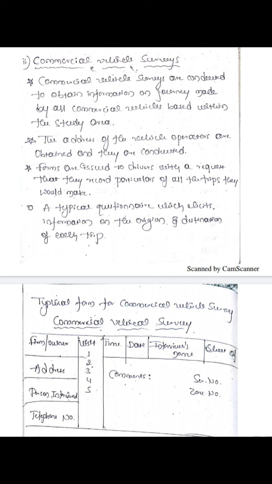Next, the address of the vehicle which has been operated is obtained. Then the forms issued to the drivers are given, and they will be requested to fill in those forms and submit them at the end of the trips. So that is what usually a request is made to commercial vehicle owners or drivers.